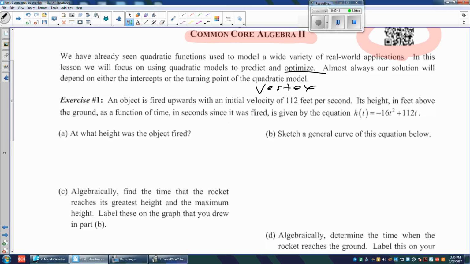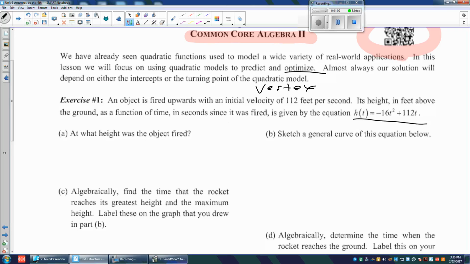An object is fired upwards with an initial velocity of 112 feet per second. Its height in feet above the ground as a function of time in seconds since it was fired is given by the equation. There we go. At what height was the object fired?